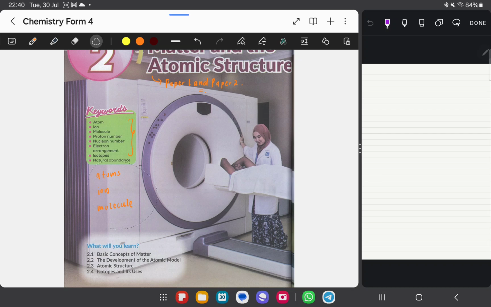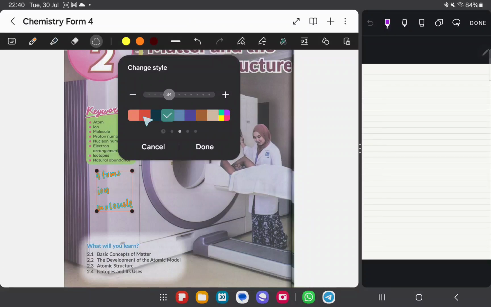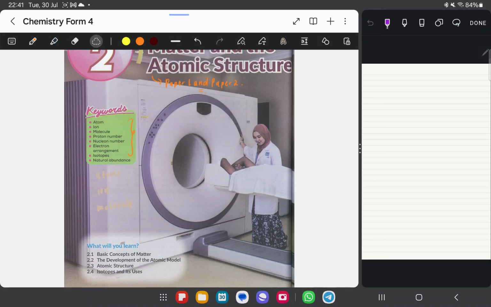Okay, let me change the colors for a moment. I feel like this color is better, no? No, not really. Okay, never mind, this color.